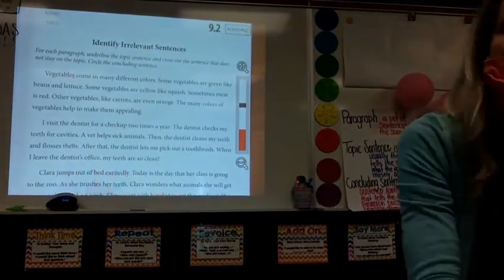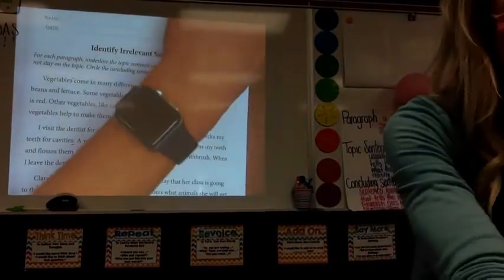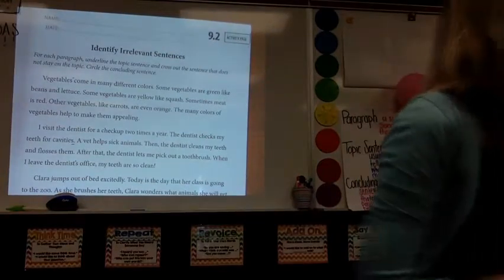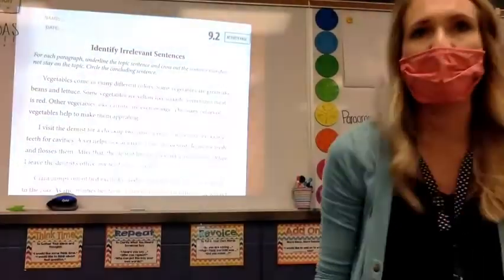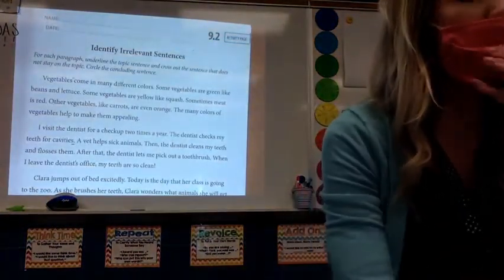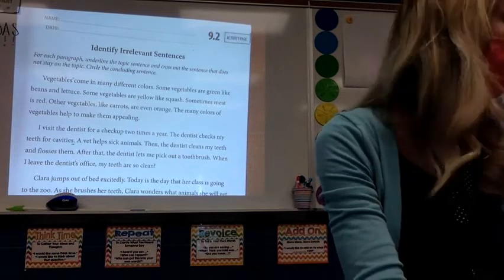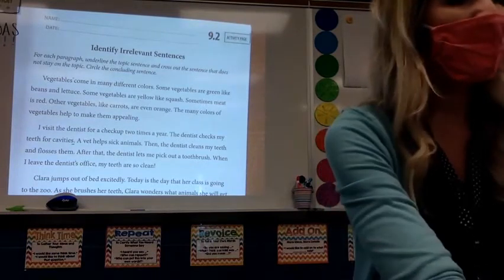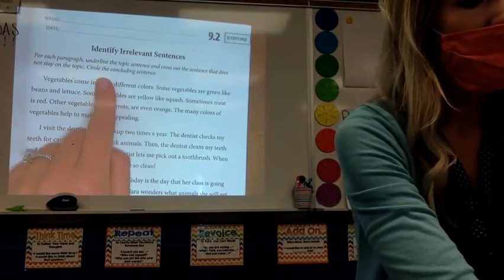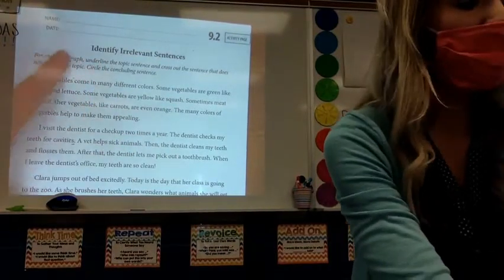So third graders, we have our friend Mr. Mouse confused about ordering sentences. You guys remember Mr. Mouse? Yeah. His name was spelled all wrong. He was super funky. And he didn't know the order of his sentences. Sometimes paragraphs are going to have sentences that simply don't belong in that paragraph. And that's what we're going to look at today. So in activity 9.2, this page includes several paragraphs.